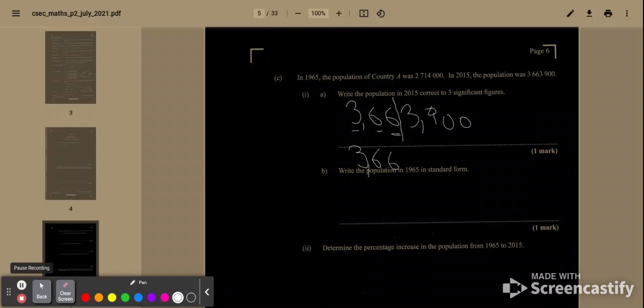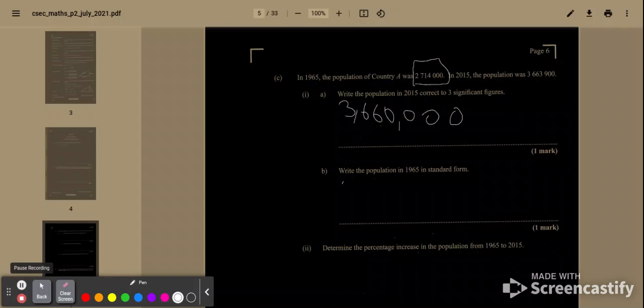366, right? And you see these remaining 3,900, we're going to turn them into zeros as placeholder, right? So that is how we do it with significant figures. So to three significant figures, the answer would be 3,660,000. And now they want us to write the population in 1965, which is this one, in standard form.